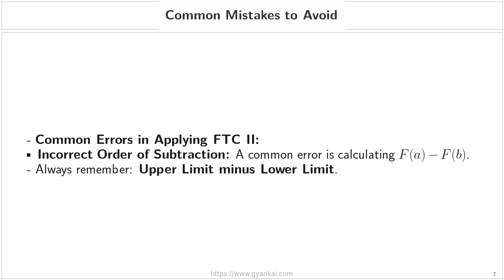A lot of students will instinctively write f of a minus f of b. Remember, that's incorrect. The correct order is always upper limit minus lower limit. So, it must be f of b minus f of a. Think of it like this. You're finding the change, and you always want the final value minus the initial value.